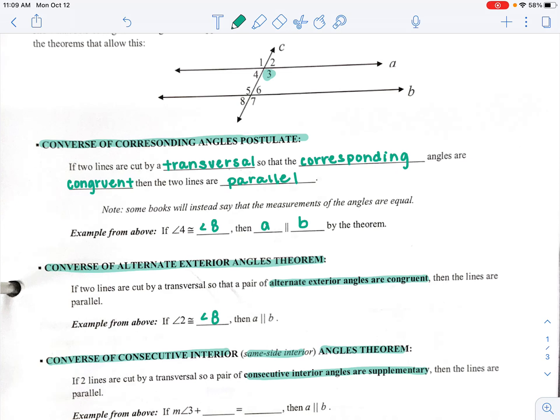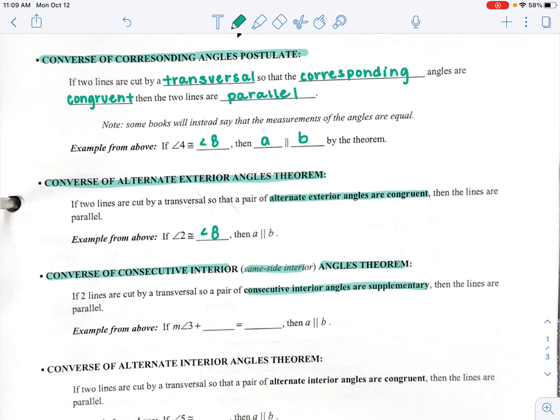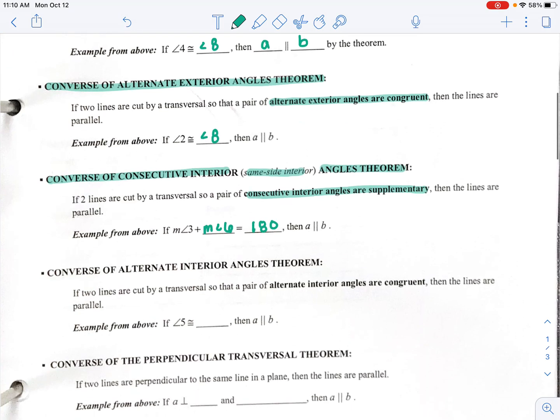Same side interior angles are on the same side of that transversal, so they're both going to be on the right-hand side of C. All right, and since they're both interior angles, they're on the same side, they're next to each other, so angle 6. So if I have angle 3 and angle 6 there, they should add up to 180. So the measurement of angle 3 plus the measurement of angle 6 should equal 180.